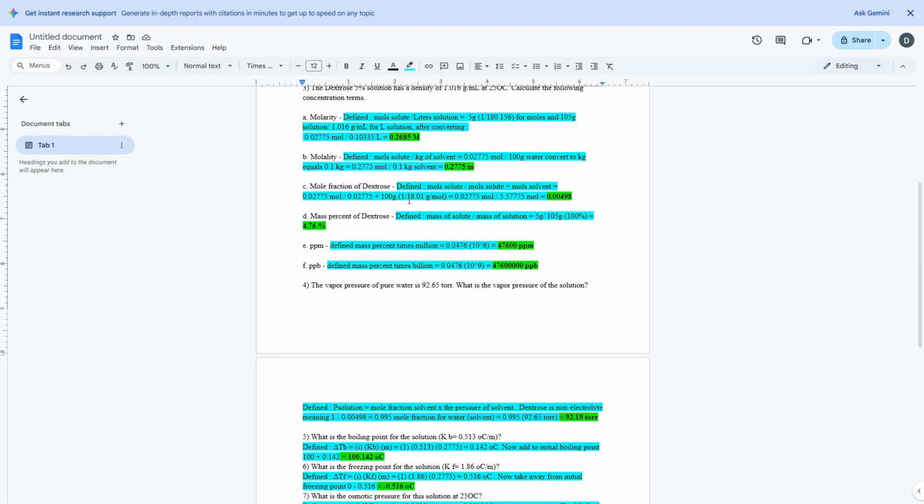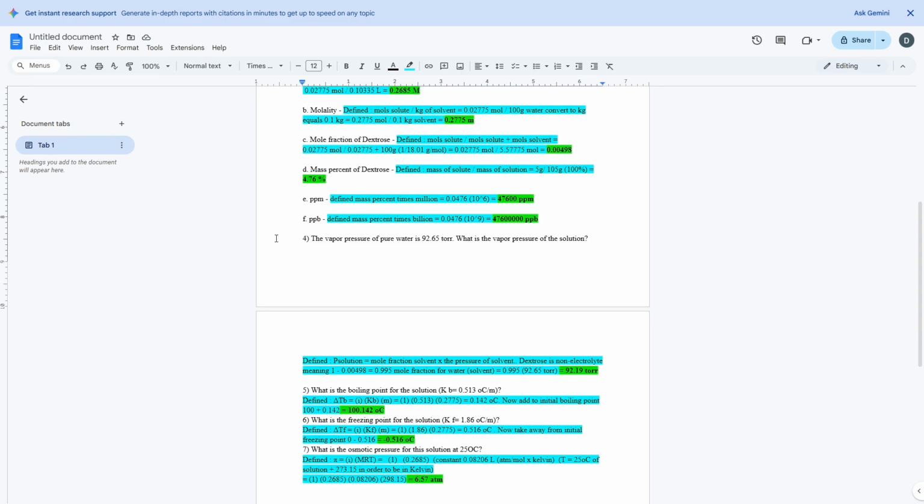So the 100 times the 1 over the molecular weight, I believe, or the 18.01 grams per mole, right? And so plugging that in, you could divide that and you get 0.00498 for the mole fraction of dextrose.